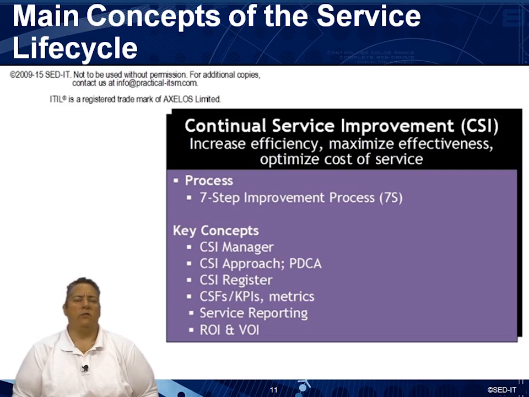All right, so finally here is the CSI Lifecycle phase. Again, another tagline for you: efficiency, effectiveness, optimizing costs of the economies. There's only one process, the 7-step improvement process. Its acronym, again, behind the process name. And then there's a bunch of key concepts here around what's happening in CSI. So we talk about measures and metrics, CSFs, KPIs, various improvement models. How do we go about reporting, the CSI manager? So those are all key concepts that come up in the foundation course that we find out and learn about in the CSI module.